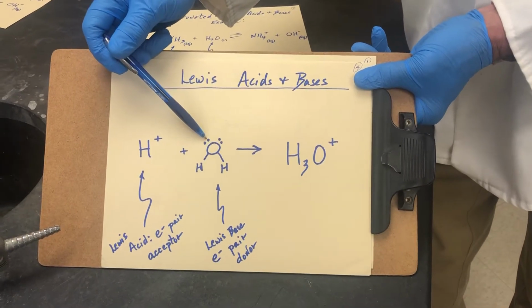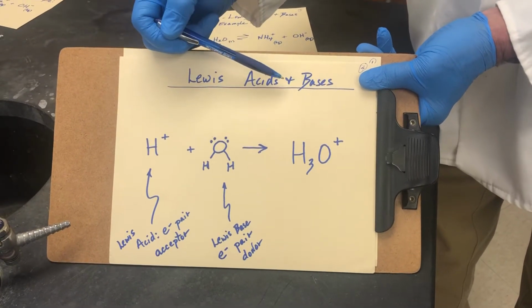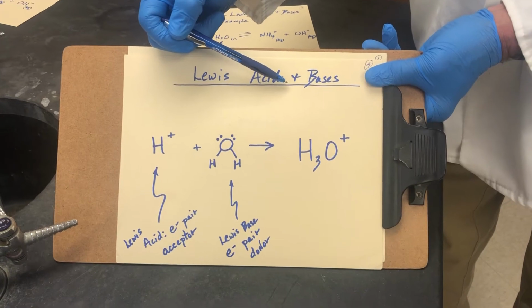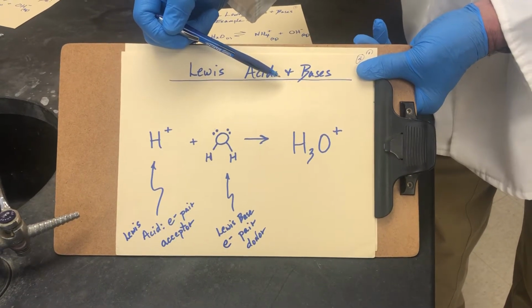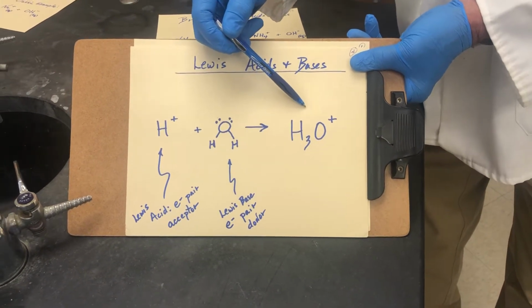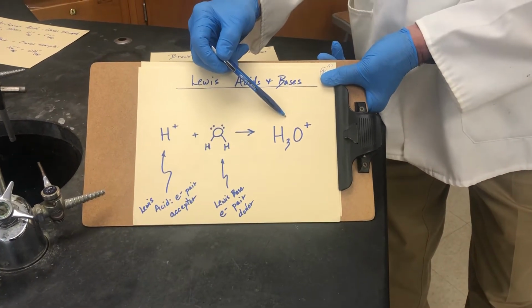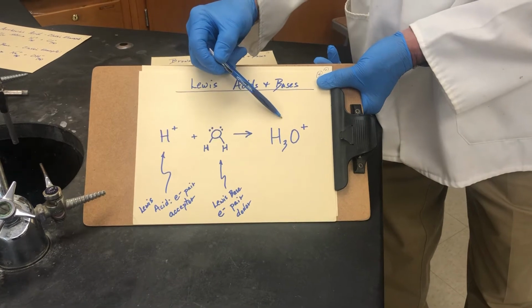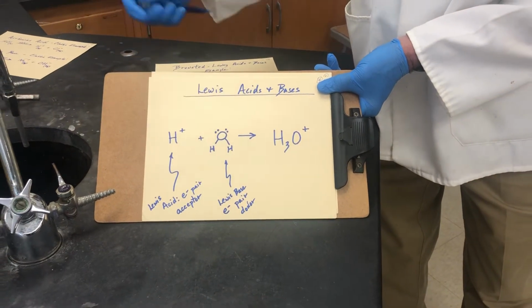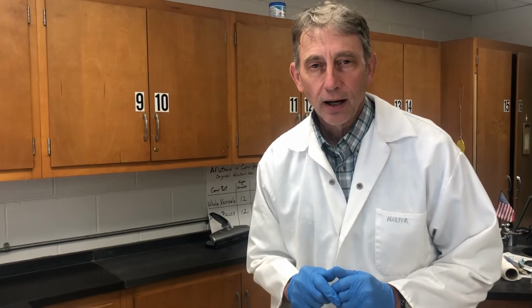That electron pair could be used to form a covalent bond with the hydrogen ion, forming something we call the hydronium ion, H3O. You're kidding me. Yes, that's what it is, all right? So that is an example of Lewis acids and bases. Go over that in your book. Check it out. Play with the examples in the book and try to familiarize yourself with those three categories of acid-base types, okay?